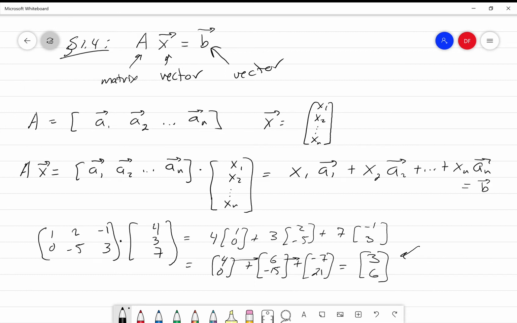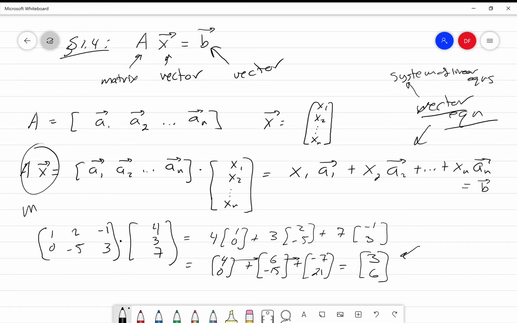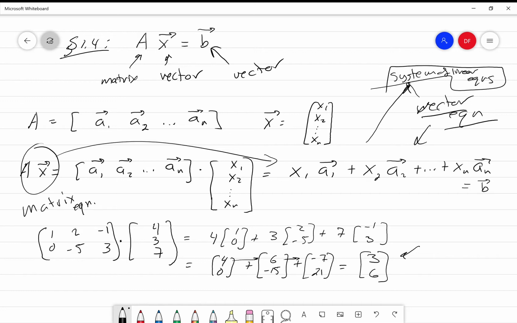Why is this important? Well, we learned in the last section this vector equation can represent a system of linear equations. Now we're just giving you a different way with a matrix equation. And we're showing you that this particular matrix equation is a different way of representing this vector equation, which is a different way of representing a system of linear equations. Okay?